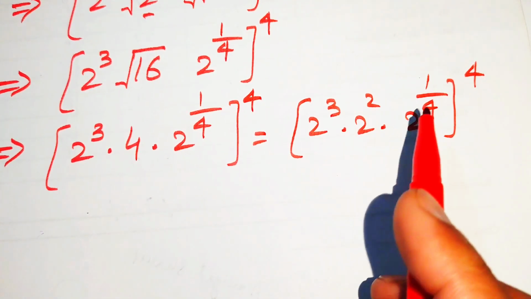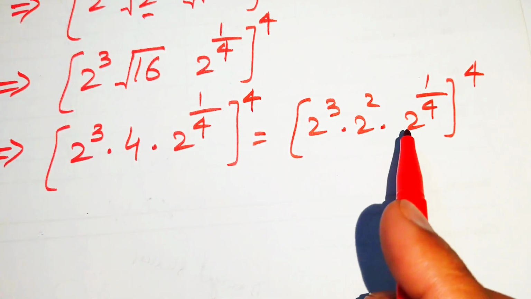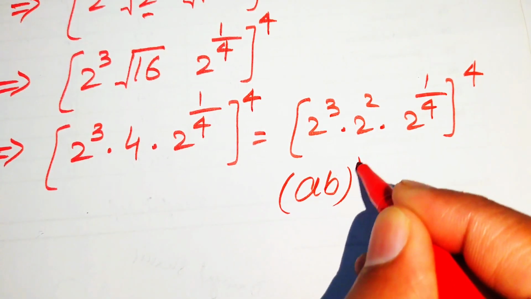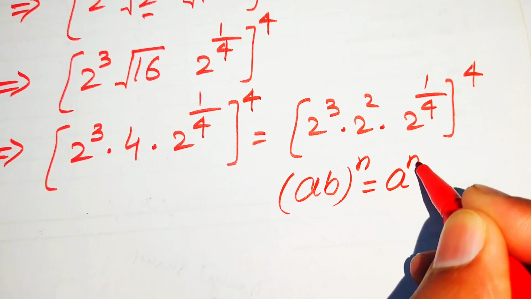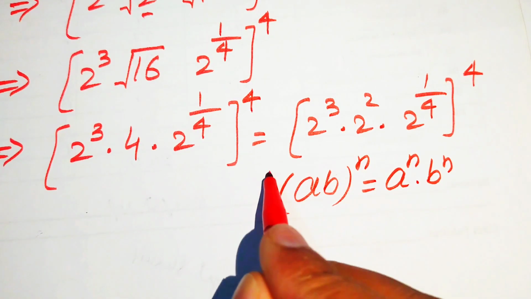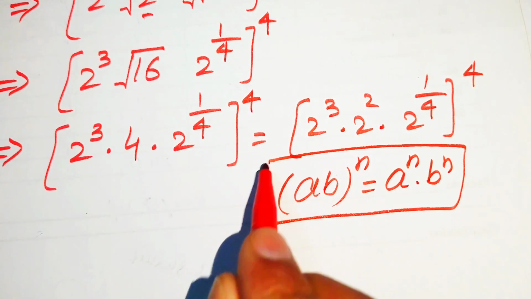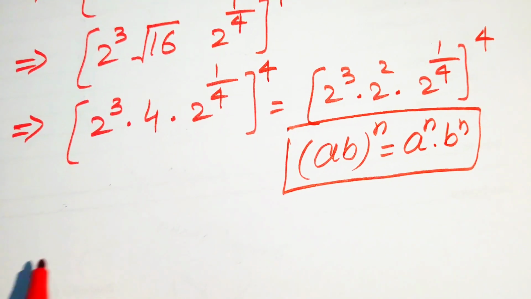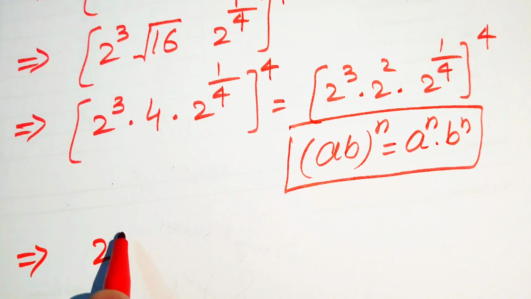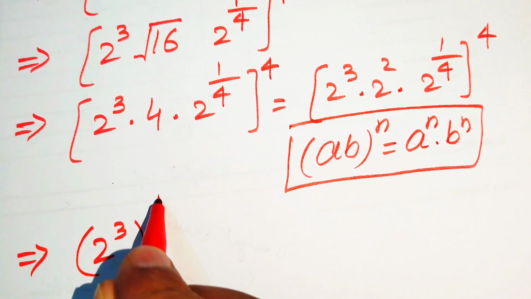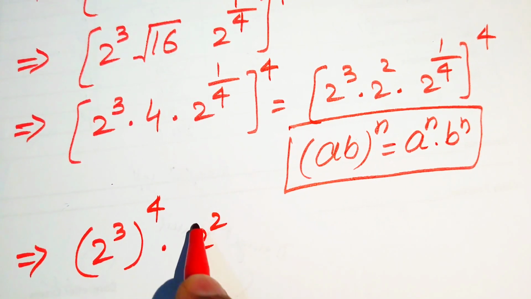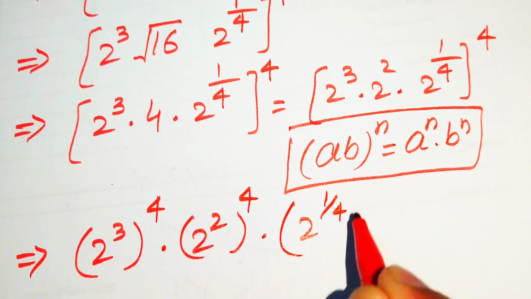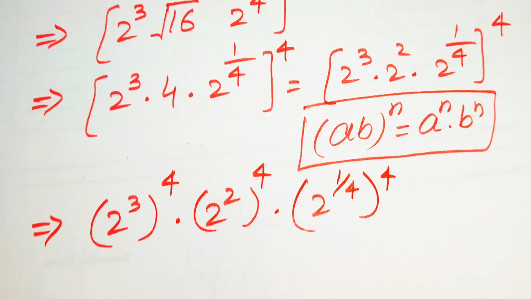Here we need to separate this exponent 4 on each of these terms, because we know that if we have a multiplied by b and its exponent is n, we write it as a to the power of n into b to the power of n. According to this law, we break this exponent and write it separately on each of these: 2 cubed with exponent 4, 2 squared with exponent 4, and 2 to the power of 1 over 4 with exponent 4.